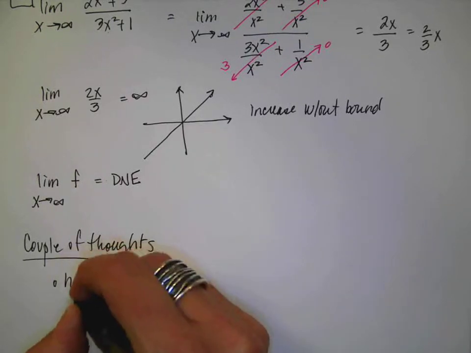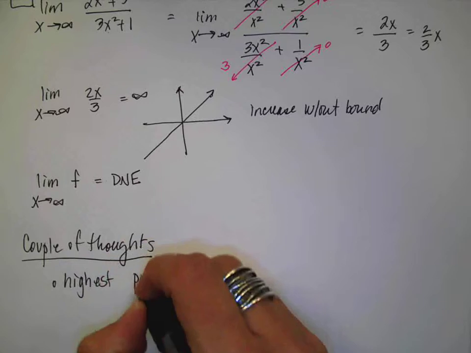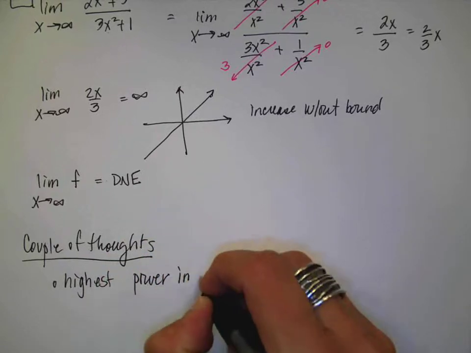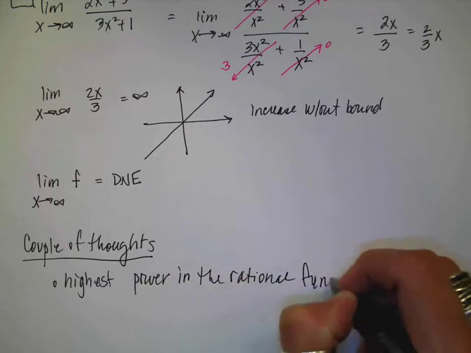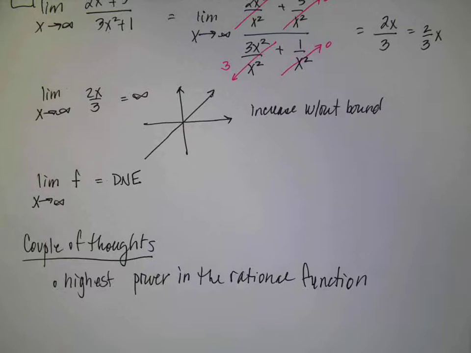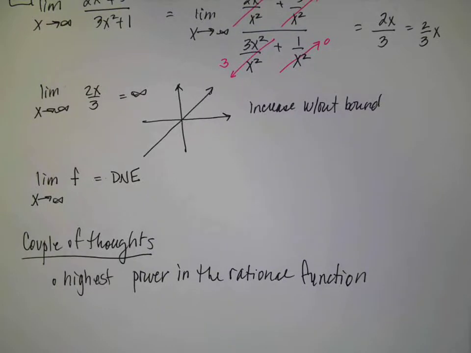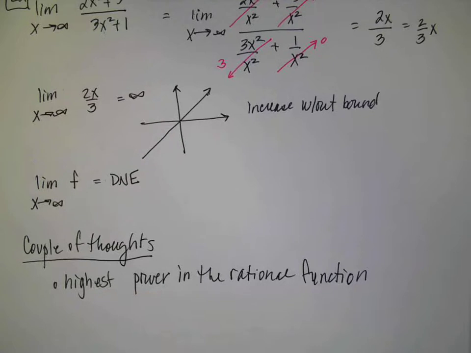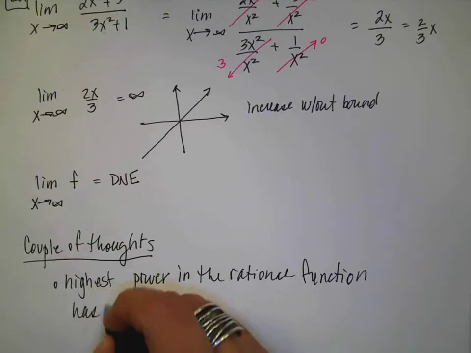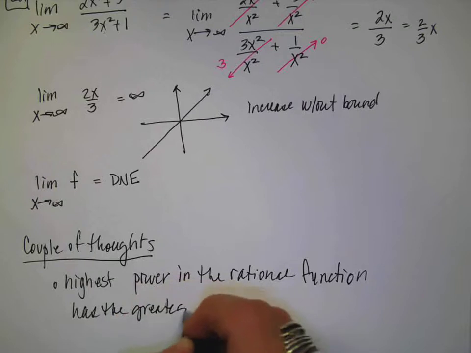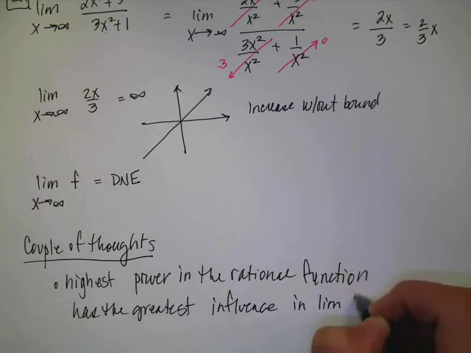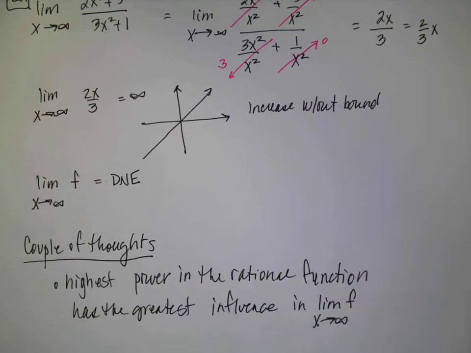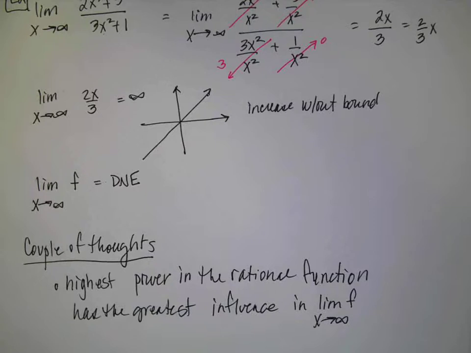For our couple of thoughts, we want to look at the highest power in the rational function, because that's going to drive the influence, or sorry, it has the most influence when determining the limit. So the highest power in the rational function has the greatest influence in our limit, and we're going to do the limit specifically as x approaches infinity, and we could do plus or minus infinity, alrighty.